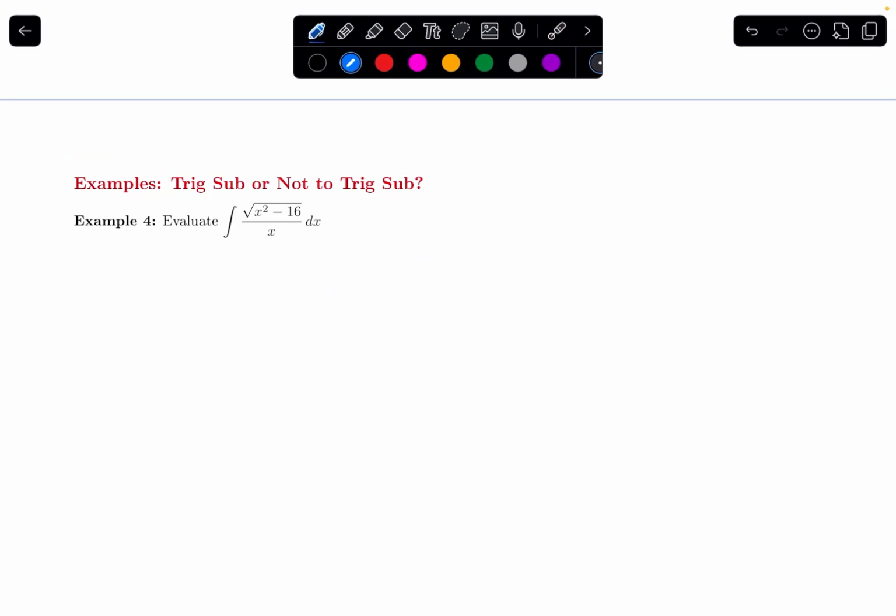In this video, we are going to do some examples where we practice whether we need to trig sub or whether we don't need it. Okay, so for this first example, let's say I want to do the integral of the square root of x squared minus 16 over x. So first, maybe let's try a u sub on this.